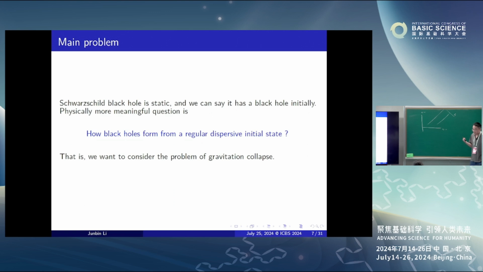Well, by this maybe I mean that the initial data do not contain any black hole. So it starts from an initial state which is not a black hole, and we evolve this initial data using the Einstein equation, and we ask: can a black hole form, or how does a black hole form from such initial data? Let me call this problem gravitational collapse.